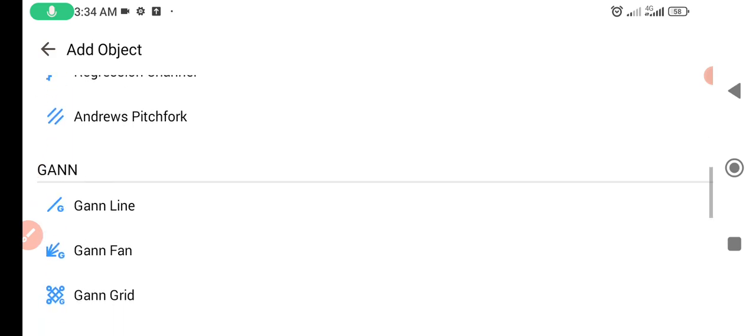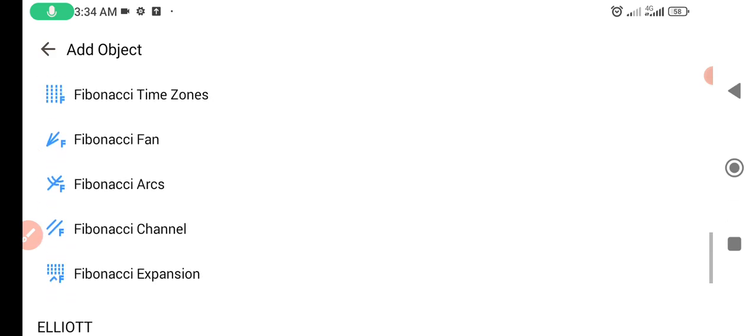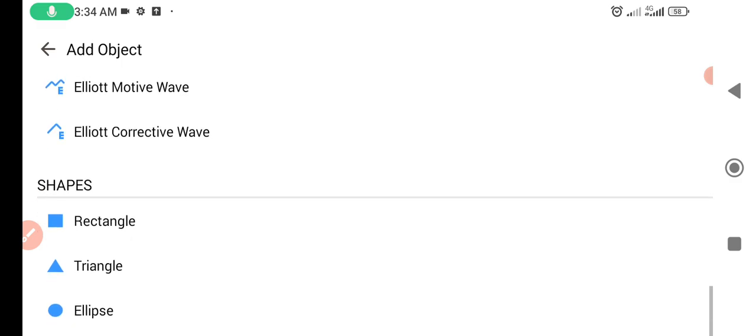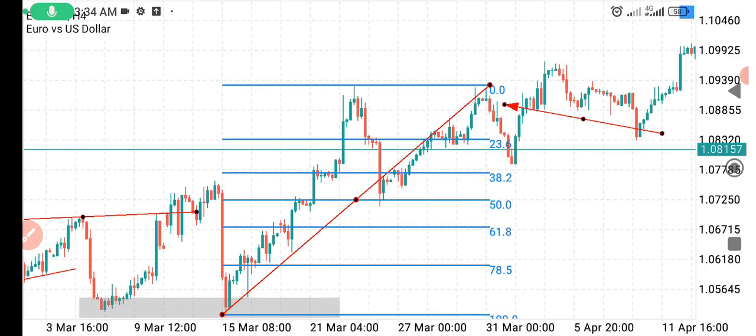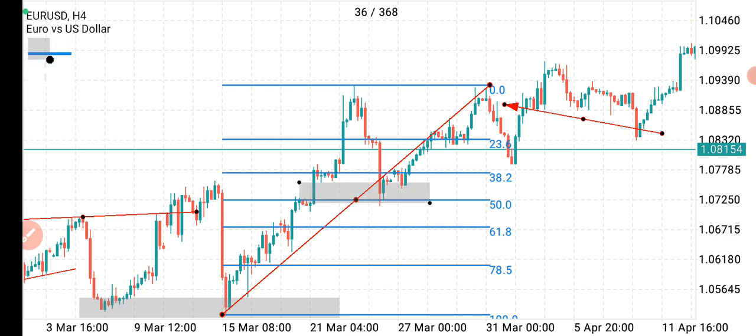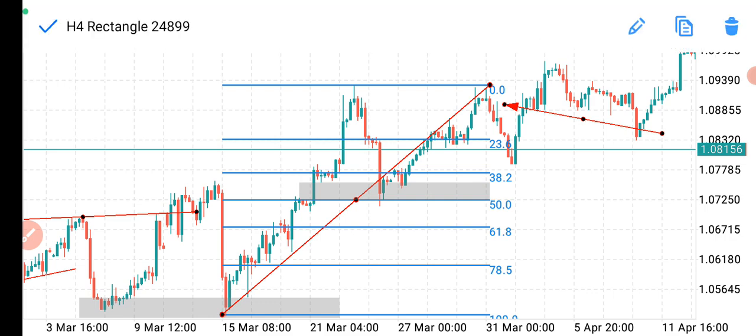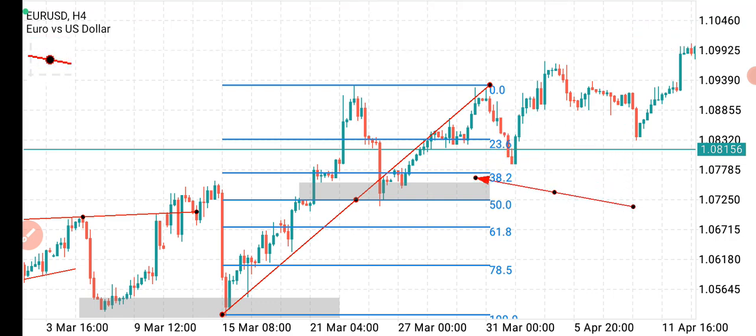a fair value gap. Look at here. In this region, we have a fair value gap. This shaded region. Now, what is a fair value gap? I think I've made a video on a fair value gap.